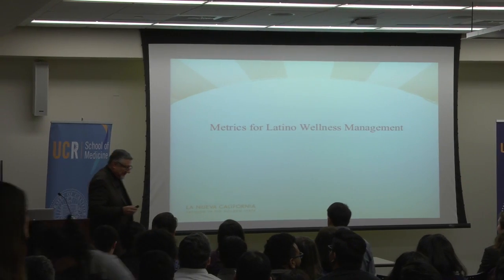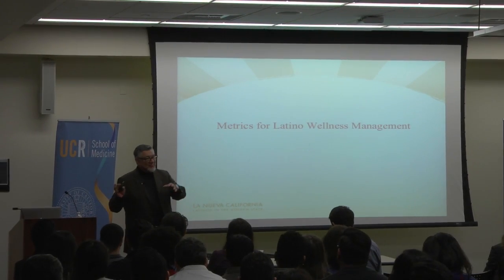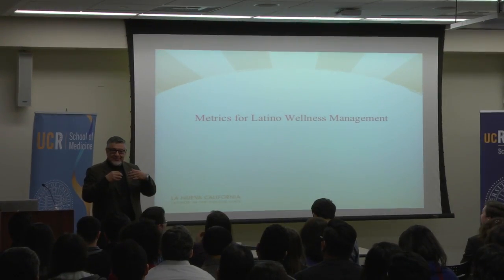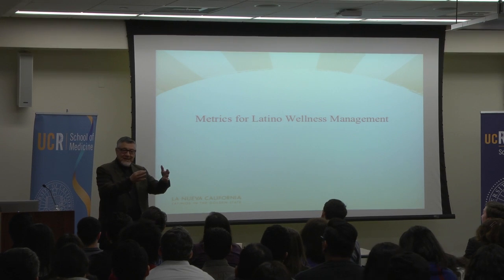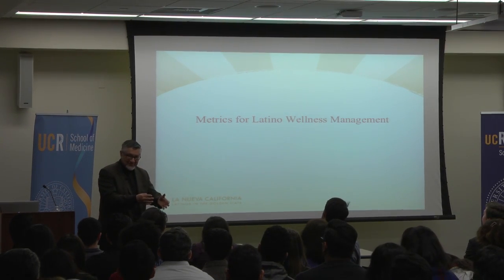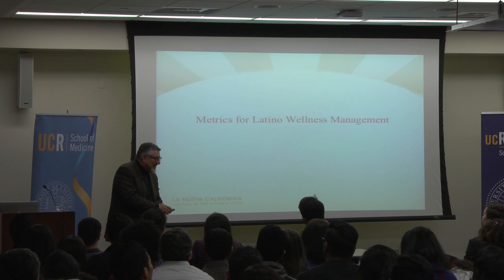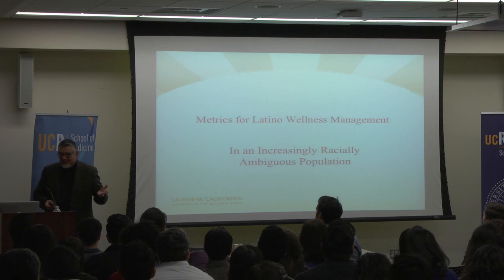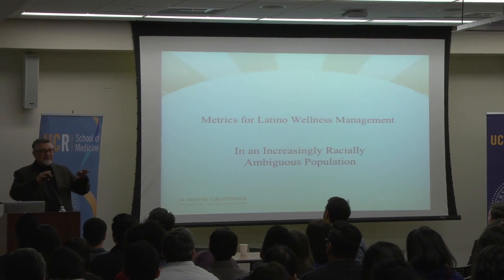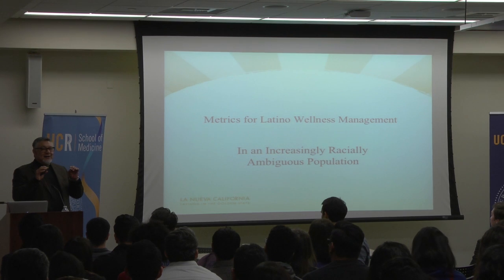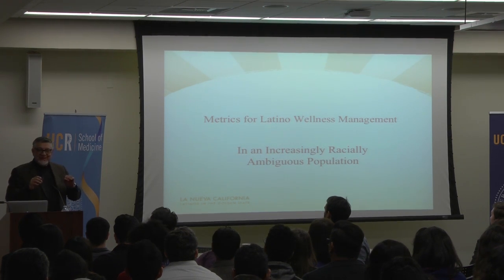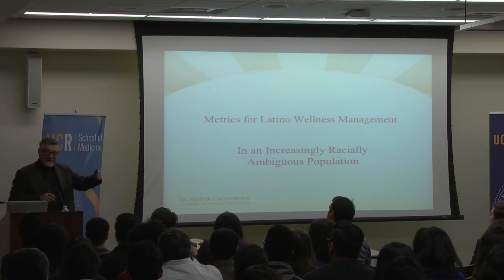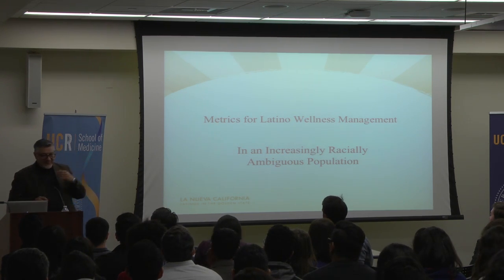As we move towards population health, and just all the reform that we're undergoing in healthcare, we've been talking about the need to actually learn how to manage wellness in a population as opposed to simply treating illness. And I want to talk about just exactly how do we measure wellness, particularly in a very diverse population like California, where we're getting a lot of racially ambiguous population. So how do we then track health disparities in this sort of a situation?